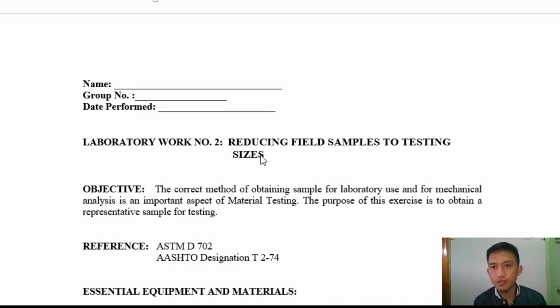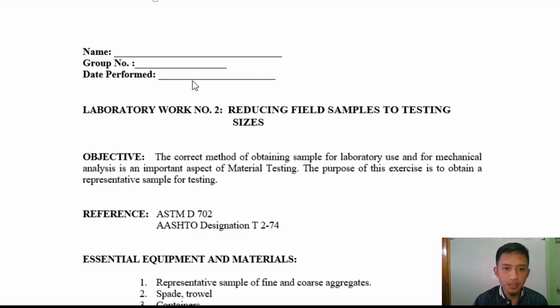So you discussed in lectures that if you are going to make use of these materials, you need to test them in the laboratory. But of course, you cannot test all of these materials that you're going to use. What you're going to do is get a sample, and that is what you will test in the laboratory. So the question there is, how are you going to get these samples? You are not just going to get that and use it in the laboratory. You need to do the proper way of reducing this field sample into testing sizes. So that is the objective of this laboratory work.